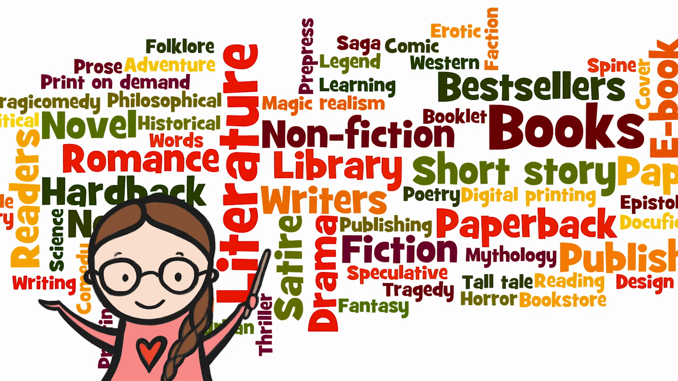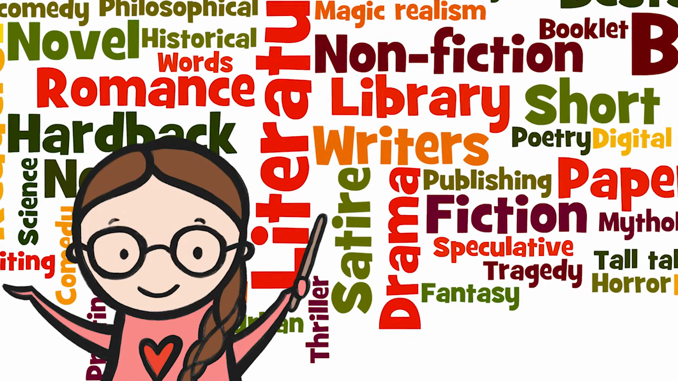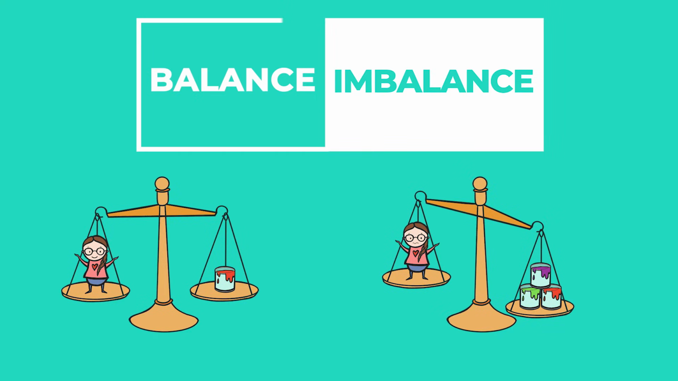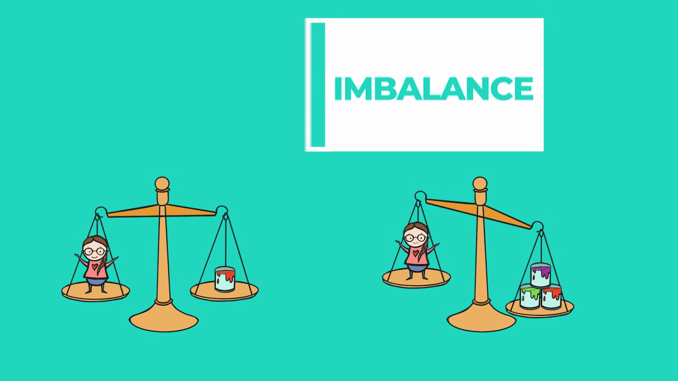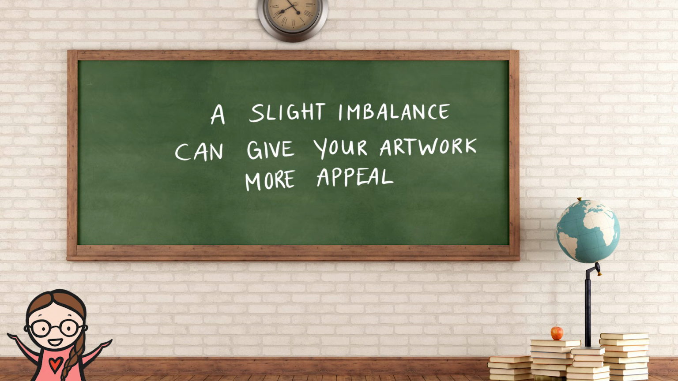Your story doesn't just have a main character or a couple of characters. Your story also has a genre or mood. You can partly set the mood by creating a balance or imbalance in your artwork. A good construction of your artwork can create balance or imbalance in your artwork. A slight imbalance can give your artwork more appeal, a sense of interest.